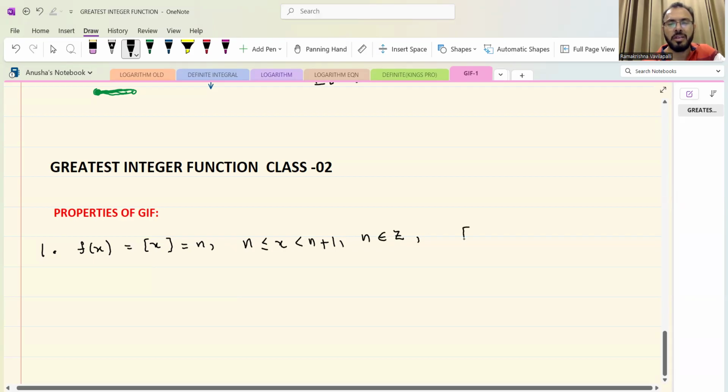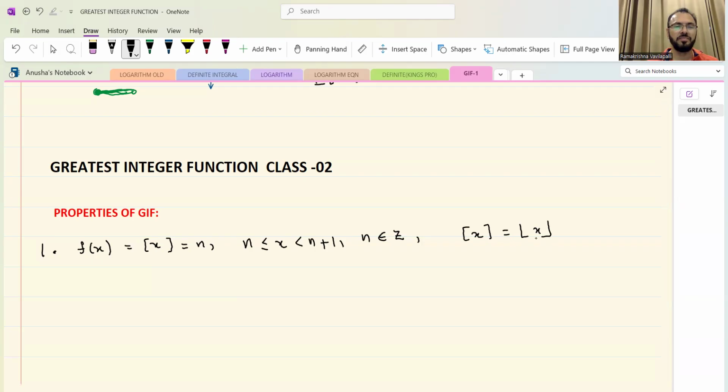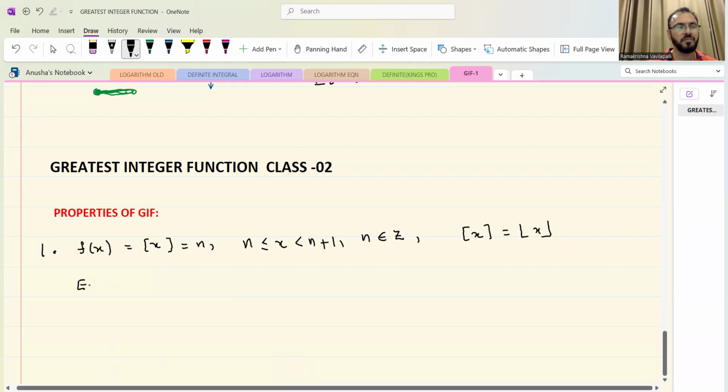What is the other notation of this integral part of x? The other notation is like this. We call it a floor function. Well, see, we always choose the integer less than or equal to the given number. I'll give you an example.